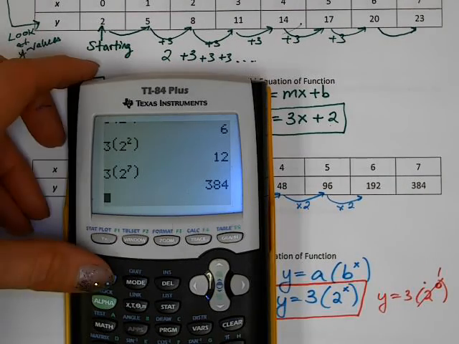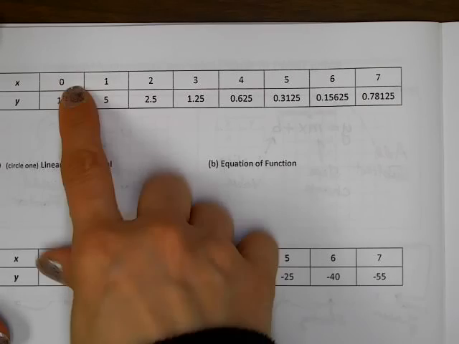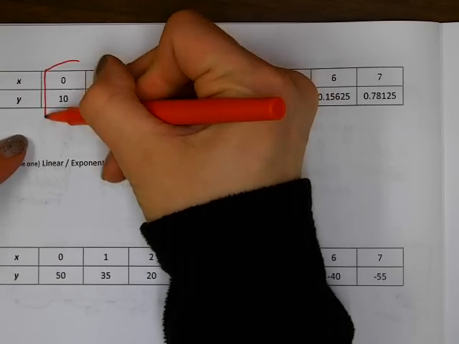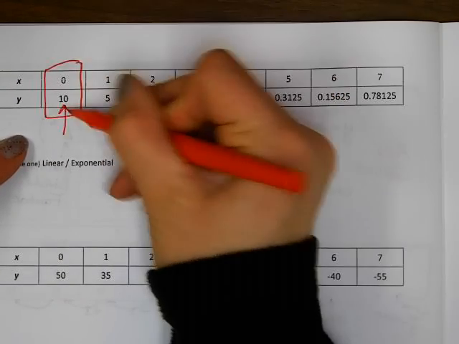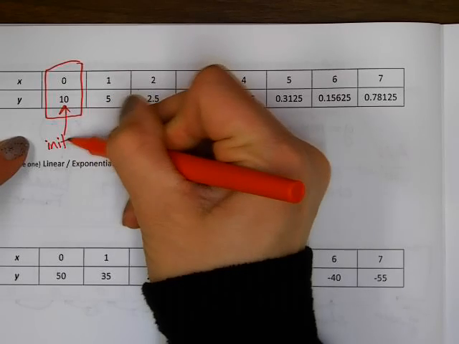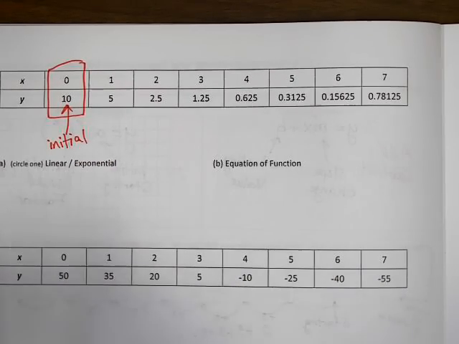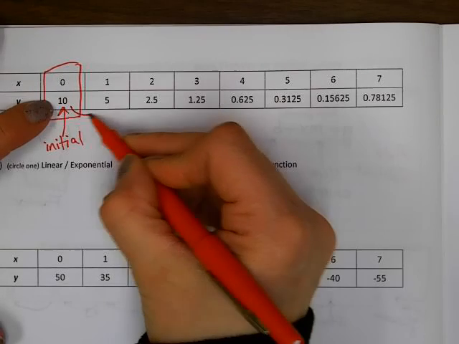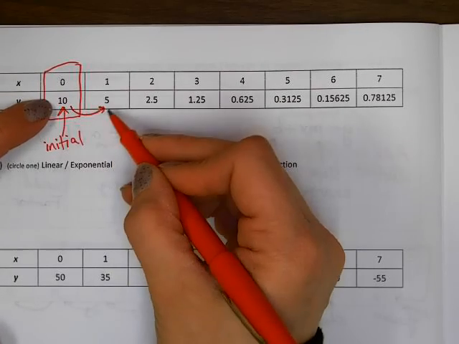All right, let's do a couple more. Remember, we always look for the 0 and the x. So this first cell right here, 10, is the initial. That's the starting value. And now I have to study to figure out a pattern. 10 to 5. It went down.